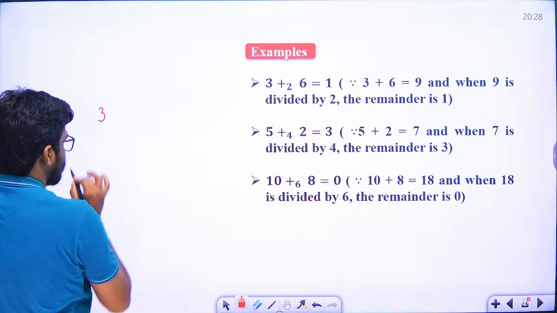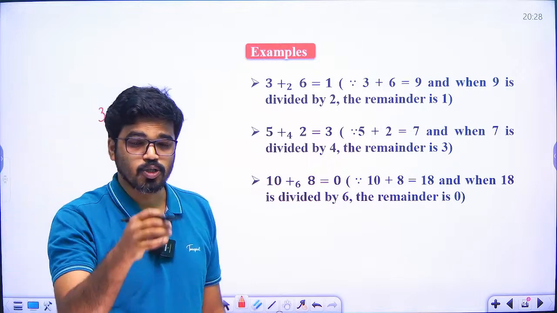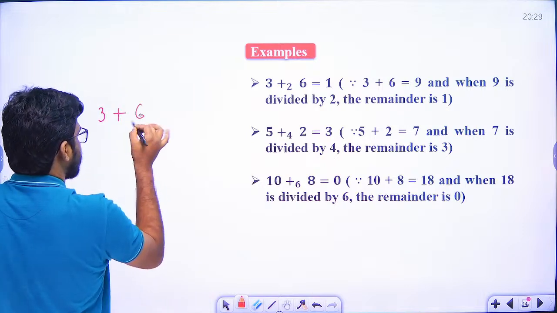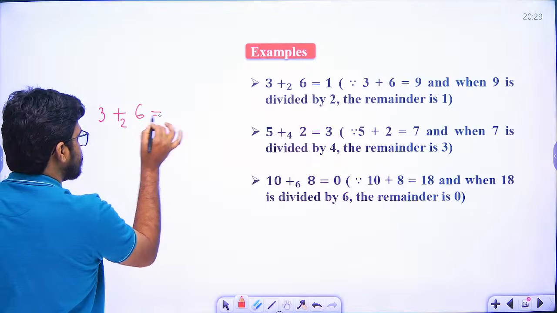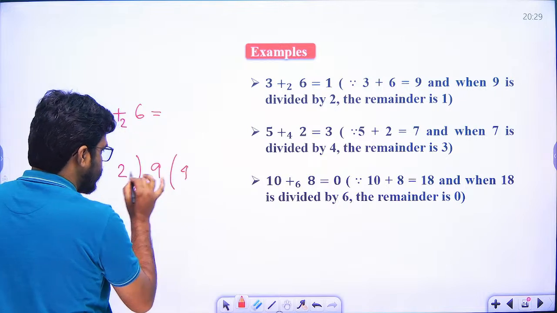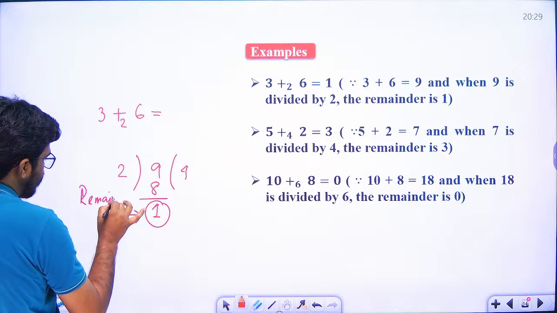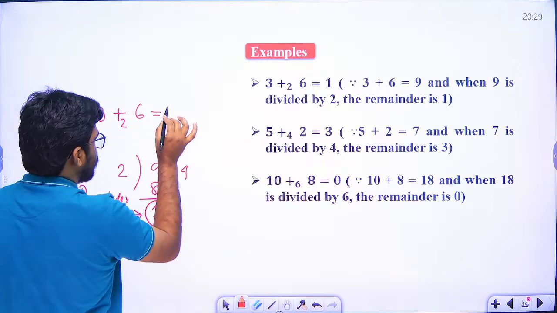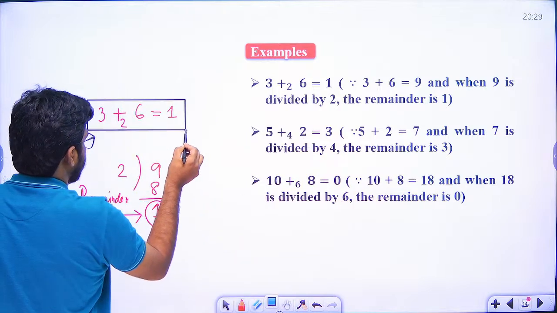Suppose 3 plus modulo 2 of 6. Here 2 is the fixed integer, so we divide by 2. Look carefully: 3 plus 6 is 9. In the modular system, 3 plus modulo 2 of 6 means 3 plus 6 is 9, and we divide 9 by 2. 4 times 2 is 8, and the remainder is 1. This is the remainder. So 3 addition modulo 2 of 6 will be basically 1. Clear? Okay, very easy.